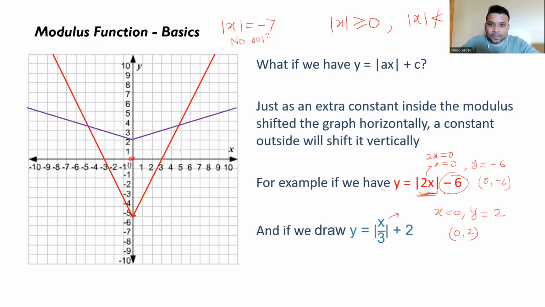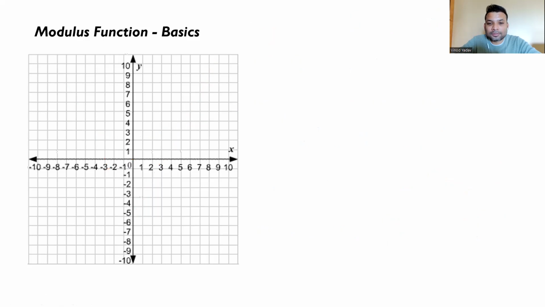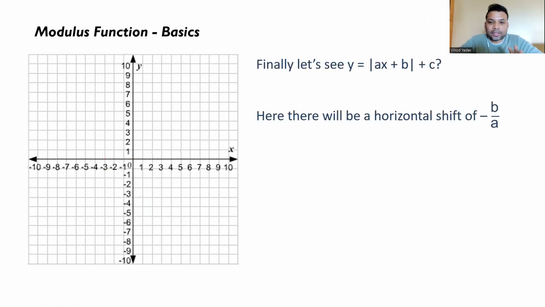Understood? These small variations will be helpful in understanding maxima, minima. All right. So finally, you know that this will move to the left or right by this, and the vertical movement will be decided by that c.